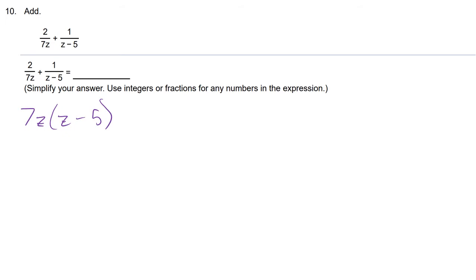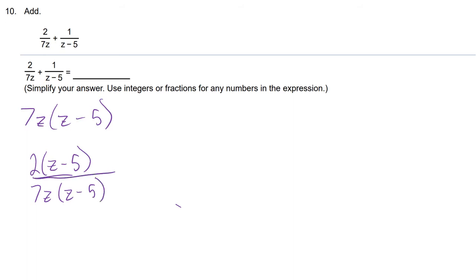And so what we're going to do is make each of them match that denominator. So the first one already has the 7z, but what it doesn't have is the z minus 5. Now, in order to keep it the same value but change the denominator, we also need to change the numerator. So we need to multiply by the same number on the top and bottom.